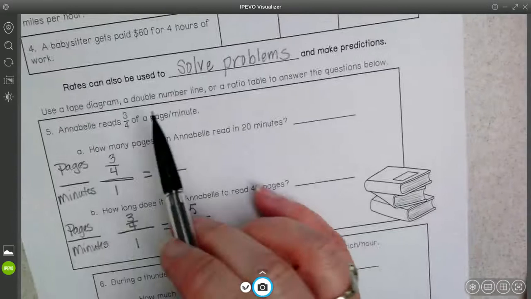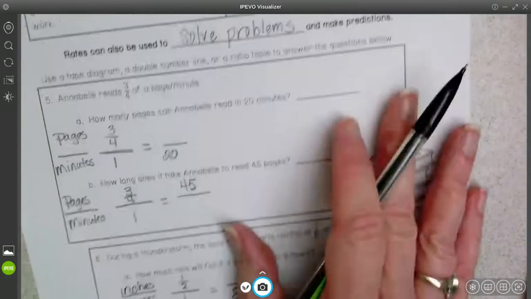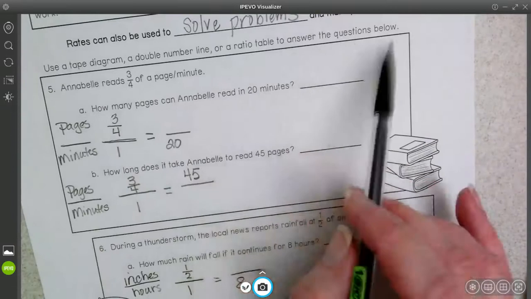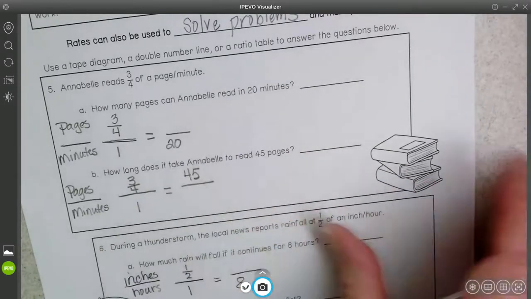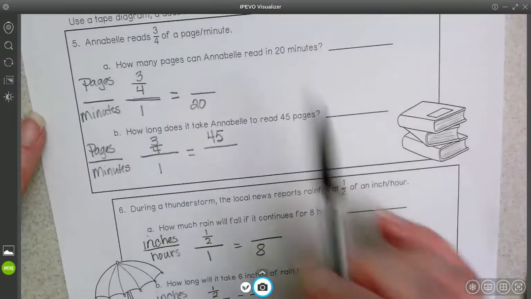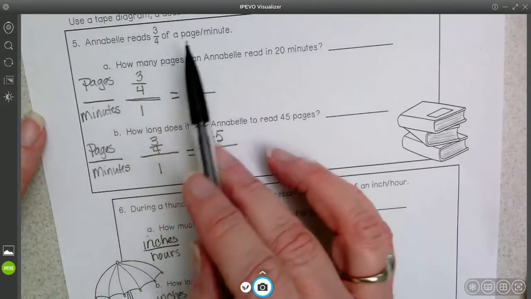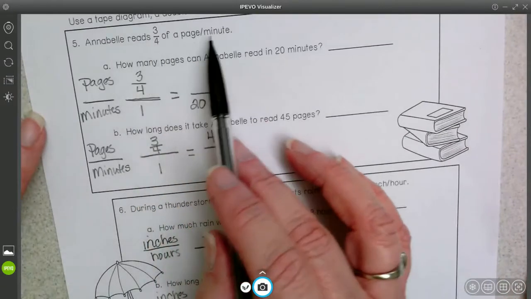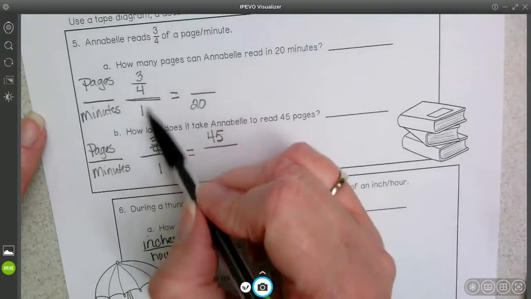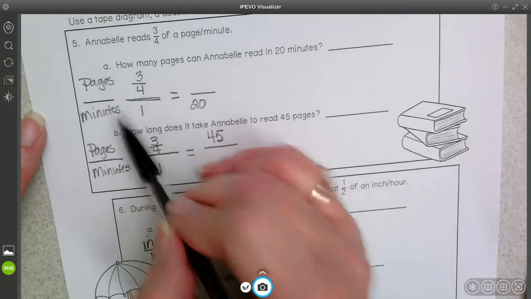Rates can also be used to solve problems and make predictions. It says use a tape diagram, a number line, or a ratio table to answer the questions below. I'm going to set it up as a proportion where you have 2 equivalent ratios, and that's your rate. Okay, Annabelle reads 3/4 of a page per minute. Okay, so that's her unit rate. 3/4 of a page for 1 minute. So we've got pages and minutes.